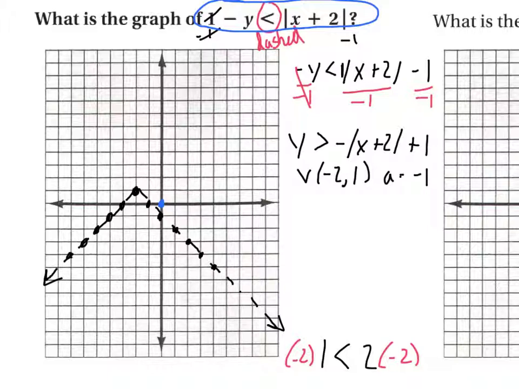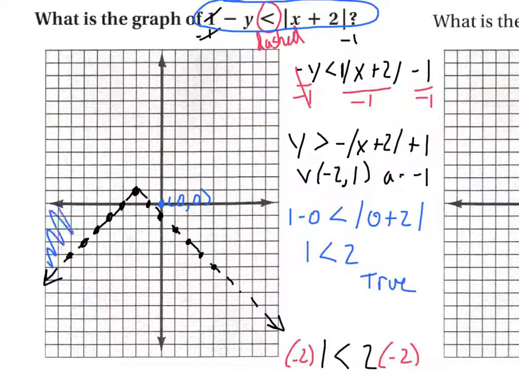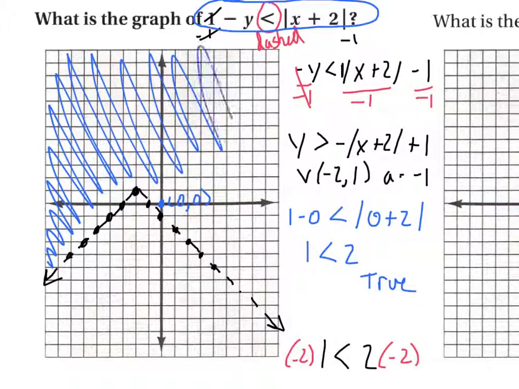If we plug in 0, 0 as our test point, we have 1 minus 0 is less than the absolute value of 0 plus 2, going back to the original inequality. So 1 minus 0 is 1, and 0 plus 2 is 2. What's the absolute value of 2? 2. Is that a true or a false statement? That is a true statement. So therefore, all of our solutions fall outside the V.